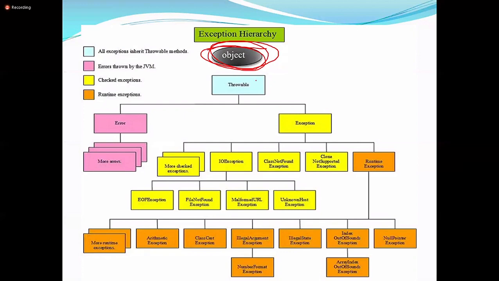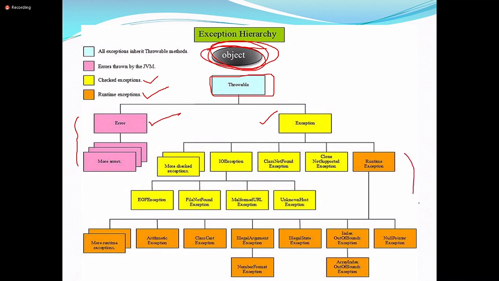Just like that, Throwable is the super class for all the exceptions and errors. If your program has an error, we cannot save our program; it is gone. But if your program has an exception, we can handle that exception. And those exceptions are of two types: checked exceptions and unchecked exceptions, right? All these yellow ones are checked exceptions. All these orange ones are unchecked exceptions.